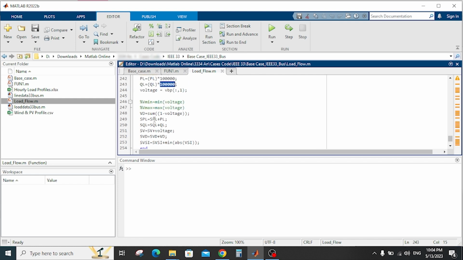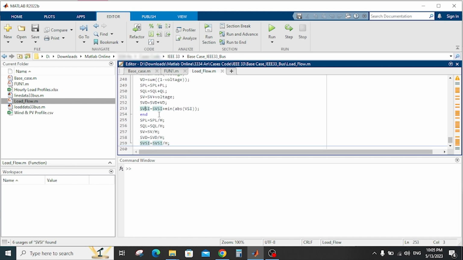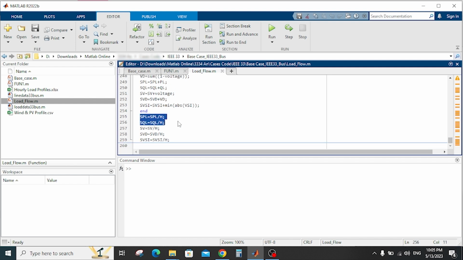After that, we finish the load flow for 1 hour, and we sum it in the accumulated variables, as you see here. This is the accumulated, and then we repeat that for each hour for the whole years. After that, to calculate the average power loss and average reactive power loss, we divide by the number of hours to get the average power loss, the average reactive power loss, the average voltage stability index, and the voltage deviation. And this is the output.